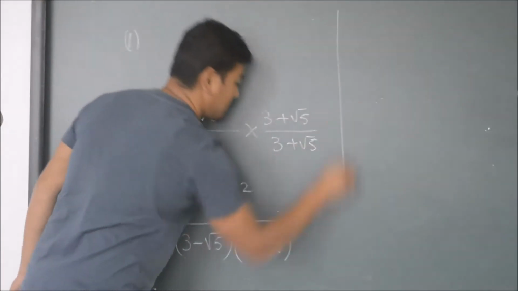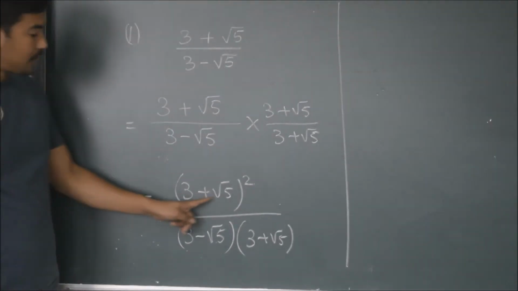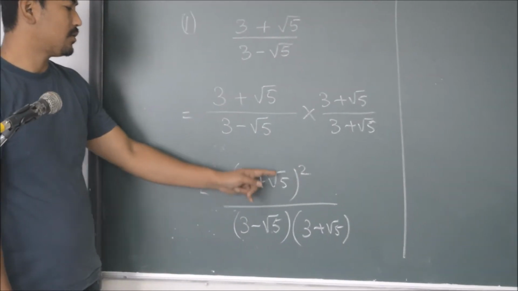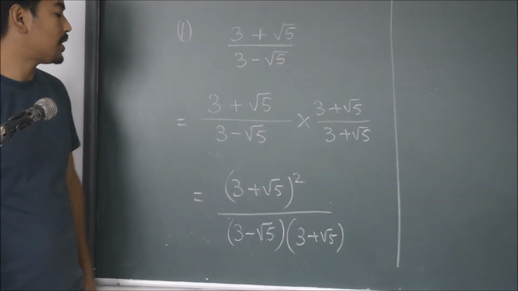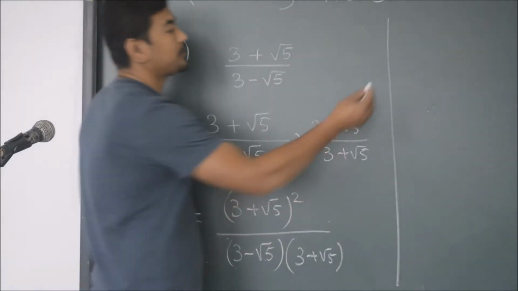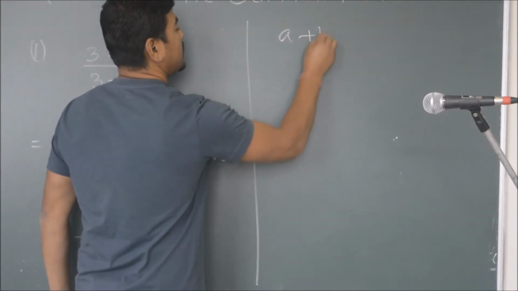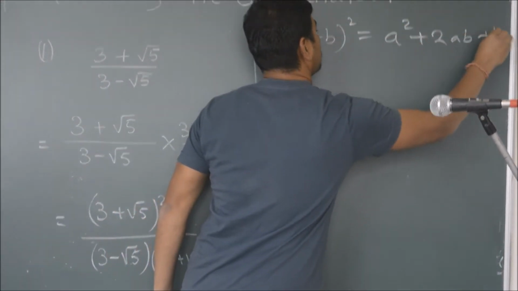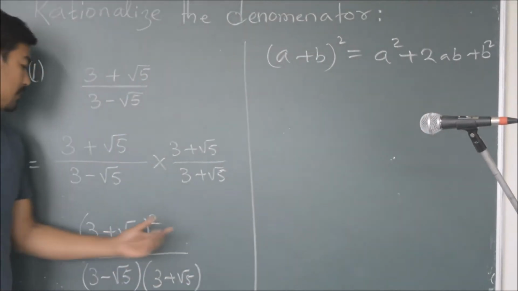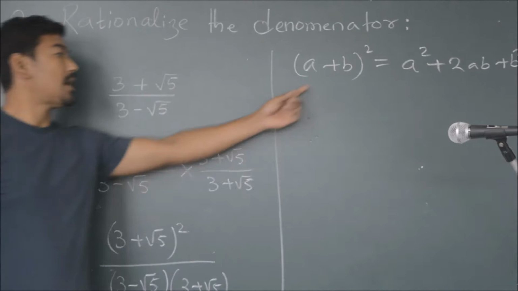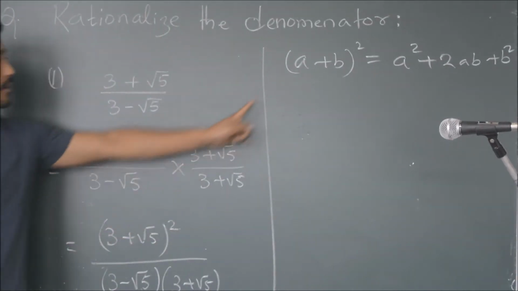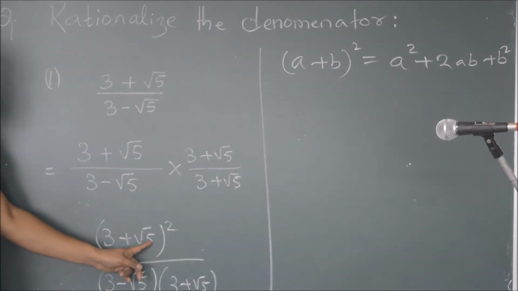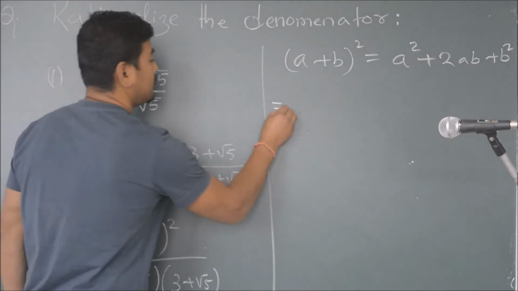So let us simplify it further. Here you can see this is in the form of a plus b whole square, so you can use the identity to solve this square term. You know that the a plus b whole square identity is a square plus 2ab plus b square. If you compare this square term with this identity, it's clear to you: here a equals 3 and b equals root 5. So we can simplify it like this.